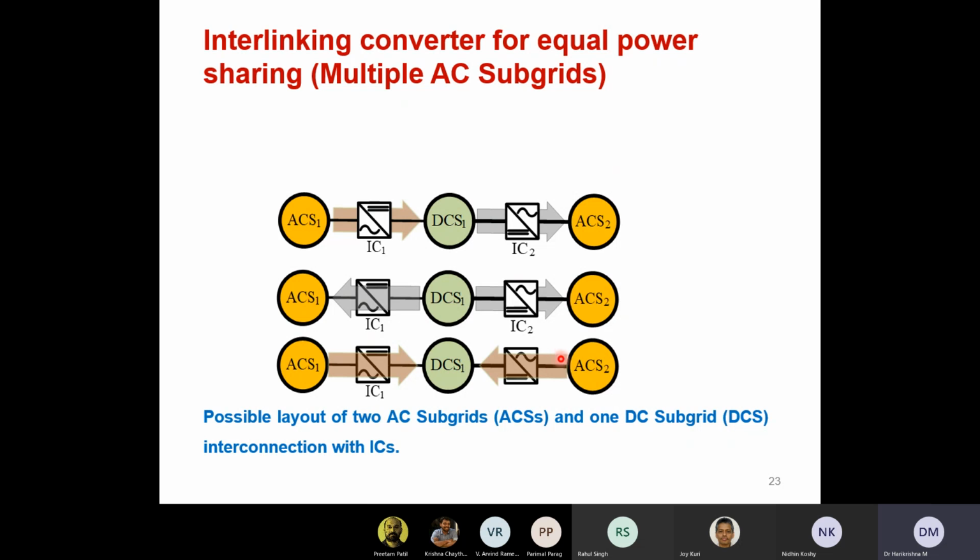And the third scenario is that AC subgrids 1 and 2 have more generation, which can feed power to DC subgrid 1. In this way, power can be transferred from one generation to another. This will help us reduce the curtailment of renewable energy sources as well as thermal power plants.